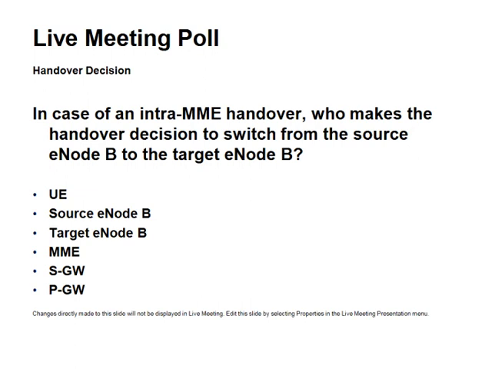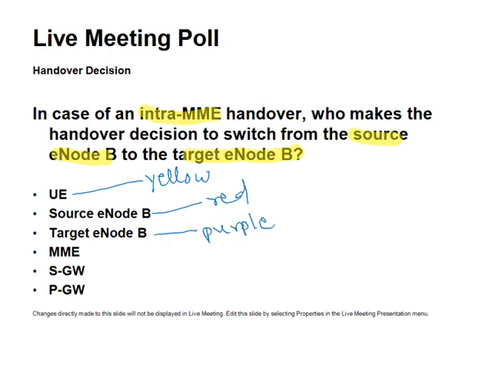Okay, so now here is the poll question. We are going with the same MME, and we are going from source eNode B to the target. So who makes the handover decision? Let's say yellow, red, purple, and blue. So those are the 4 options that you have. I will give you about a minute or so, plus a minute and a half for this question.